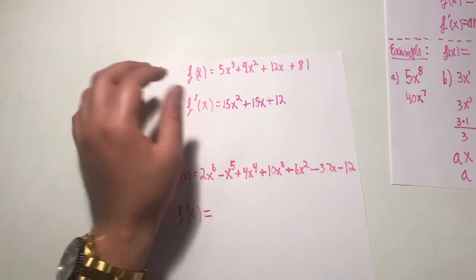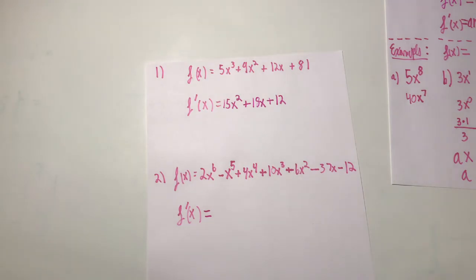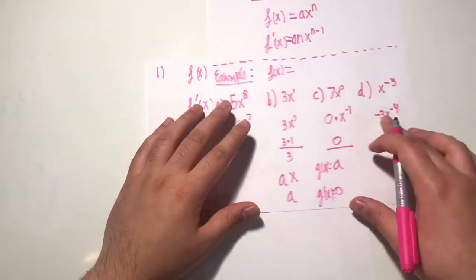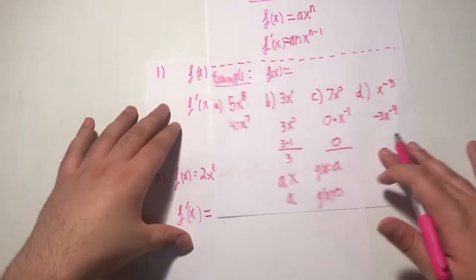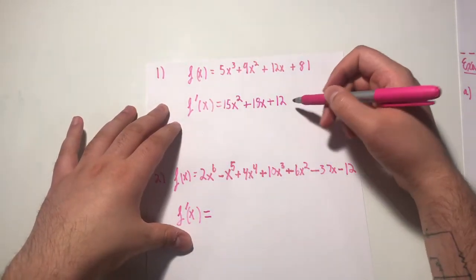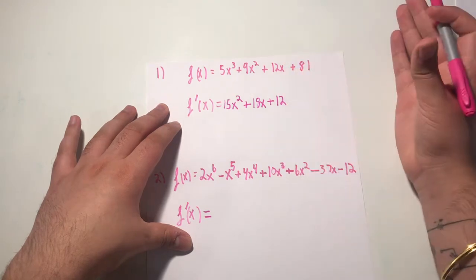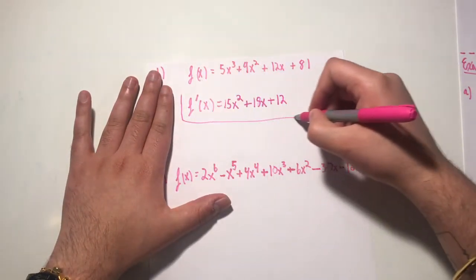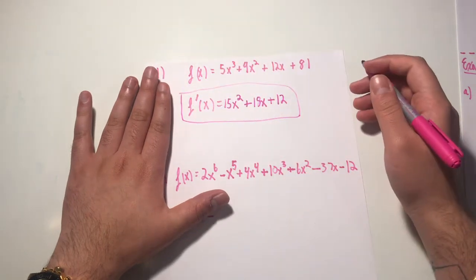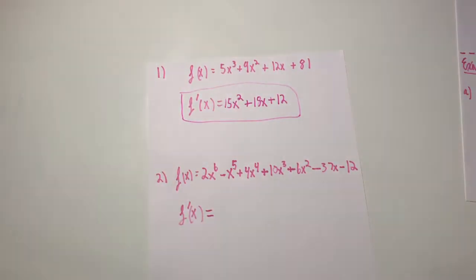And then plus the derivative of 81. And like we did before, the derivative of any constant number, without a variable, should just be 0. So this would just be a plus 0, which we don't need to write. Okay? So our final answer would be 15x squared plus 18x plus 12.